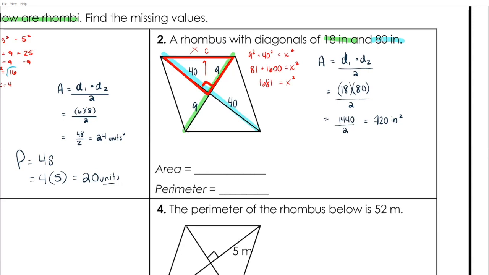We get rid of a square with a square root. And then the square root of 1681 is 41. So now we know each one of our sides is 41. We know that because this is a rhombus. And in a rhombus, sides are congruent.